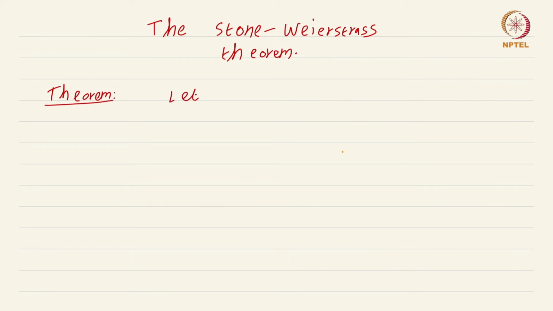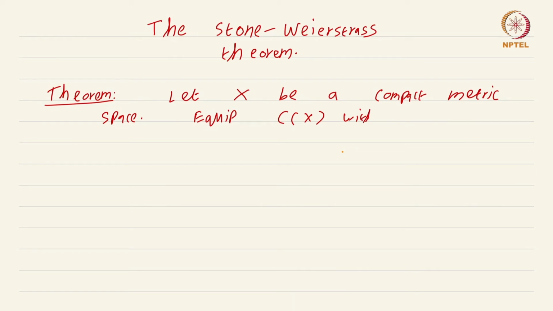Let X be a compact metric space. So as you can see, from a closed and bounded, that is a compact interval in R, we are jumping all the way to a compact metric space. So let X be a compact metric space. Equip C(X), the space of continuous real valued functions on X, with the sup norm. So this is our favorite metric space.